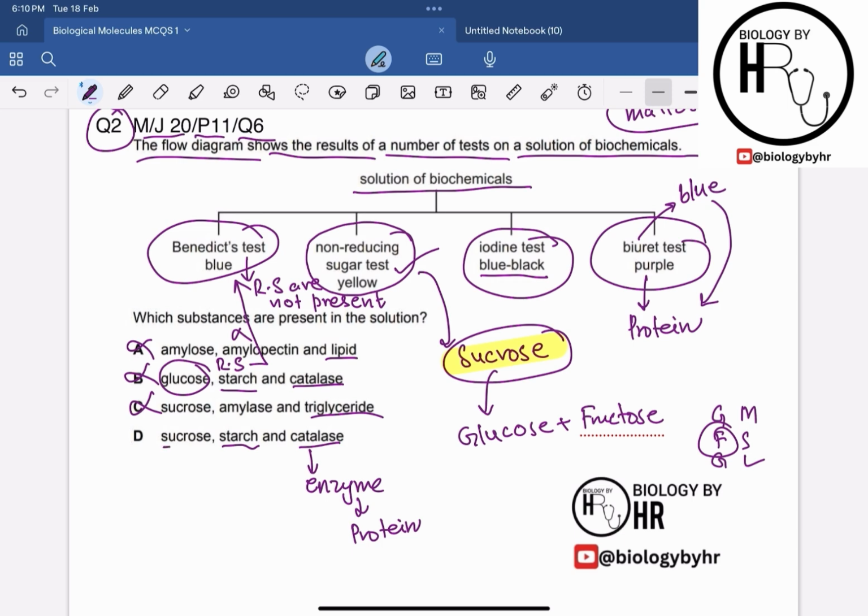Then if I talk about the sucrose, then yes, sucrose is a non-reducing sugar and it is giving a positive test. So the correct answer for this MCQ would be option D, sucrose, starch and catalase.